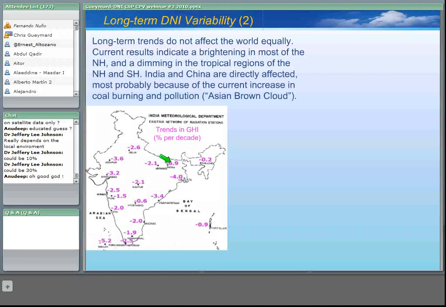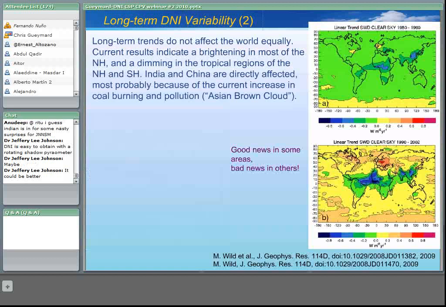So for the moment, we have some brightening in the northern hemisphere, except maybe in Asia, and a dimming in the tropical regions of the northern hemisphere and the southern hemisphere. So for example, India and China are directly affected at this moment by some dimming. And this is most probably because of the current increase in coal burning and pollution, which has been named the Asian brown cloud. So this situation is actually good news in some areas where there's some brightening and bad news in others.